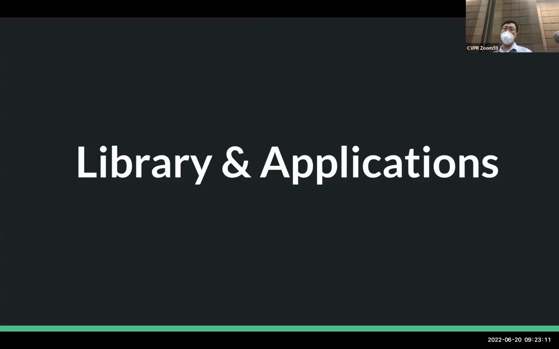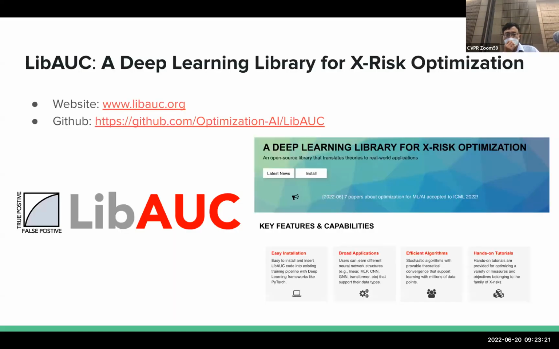So next, I'm going to introduce a library that we recently developed, and also mention some applications where we have achieved great success with this library. This library is called the LibAUC library. It is a deep learning library for X-risk optimization. Originally, we developed this library for optimizing AUC, including AUROC, AUPRC and AP. But recently, we extended the scope of this library by including a big family of objectives and measures, which we call X-risk. We have a website at libauc.org, and we also have a GitHub address here. You can follow this link on the website.